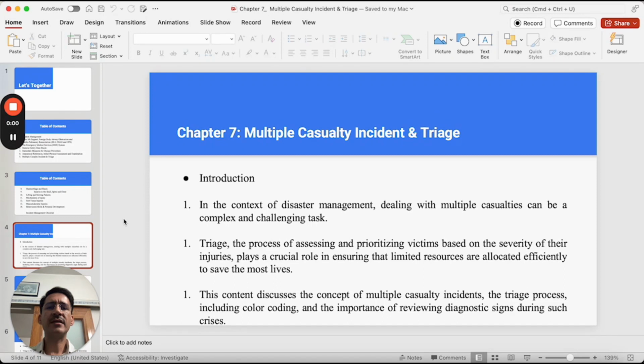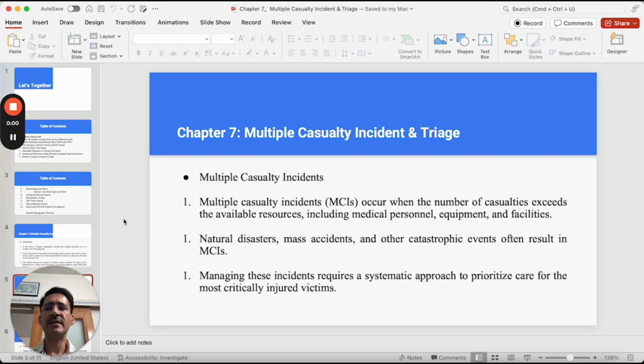Multiple casualty incident and triage. In the context of disaster management, dealing with multiple casualties can be a complex and challenging task. Triage, the process of assessing and prioritizing victims based on the severity of their injuries, plays a crucial role in ensuring that limited resources are allocated efficiently to save the most lives. This content discusses the concept of multiple casualty incidents, the triage process, including color coding, and the importance of reviewing diagnostic signs during such crises.